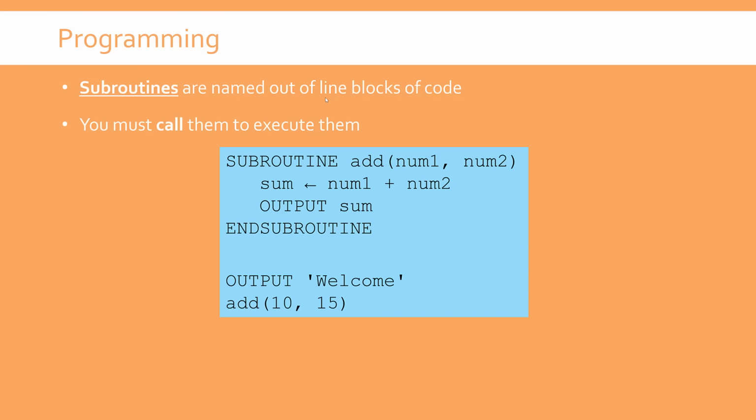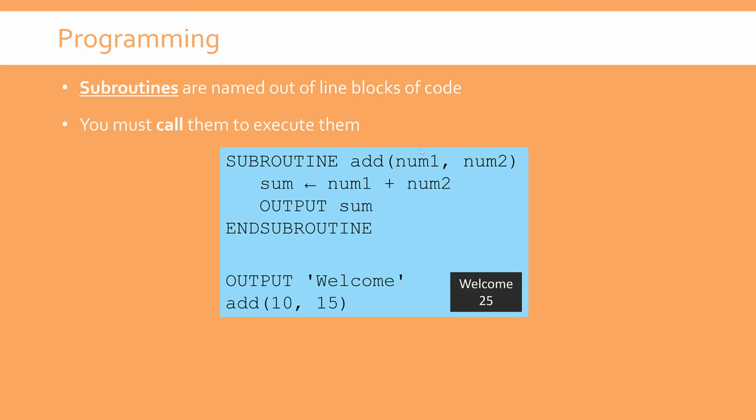So if I extend this code to call this subroutine, well, output welcome is just saying welcome, but saying add 10, 15, this is me calling the subroutine. And what it means is it will jump up and run the subroutine code. When I run this entire program, it will just say welcome from that welcome line, and then it will say 25 because 10 plus 15 is 25, and that is what this subroutine is doing. So num1 becomes 10, num2 becomes 15, and it's going, well, num1 plus num2, so 10 plus 15 is 25, then it's going to output 25, and so that's why I see it on my screen.